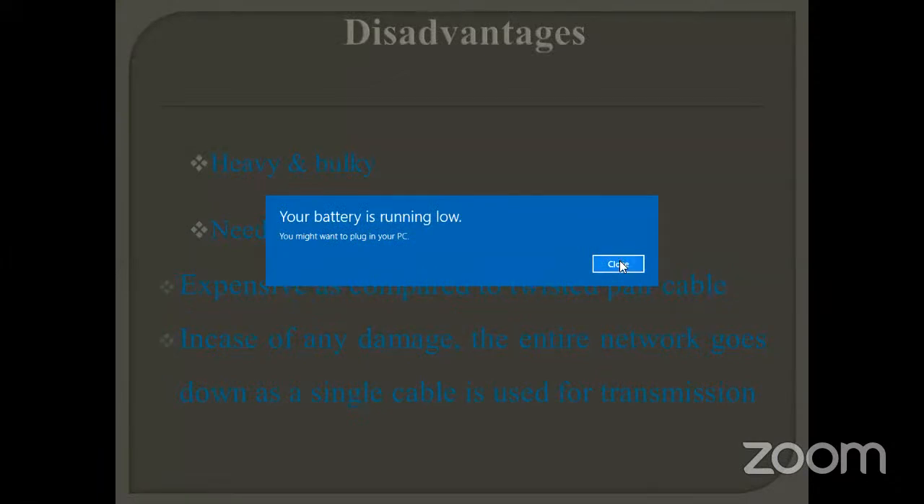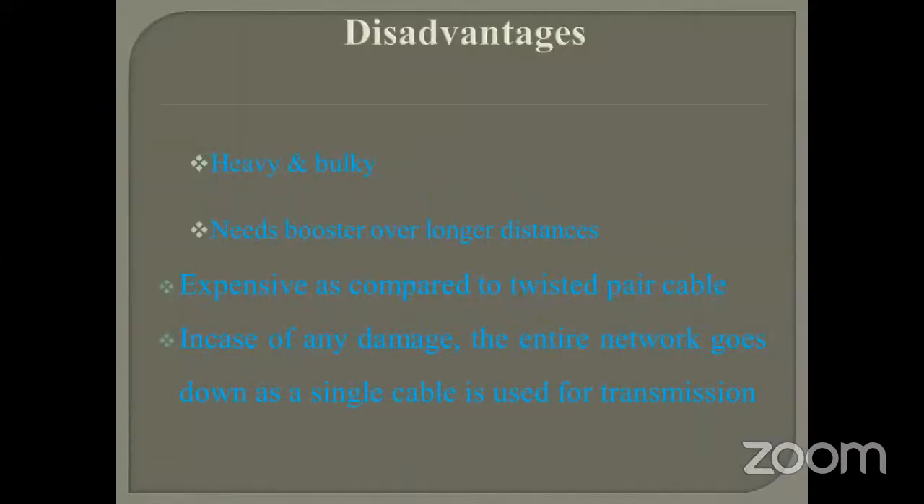Oh, my battery is low. I don't have power here. Okay.